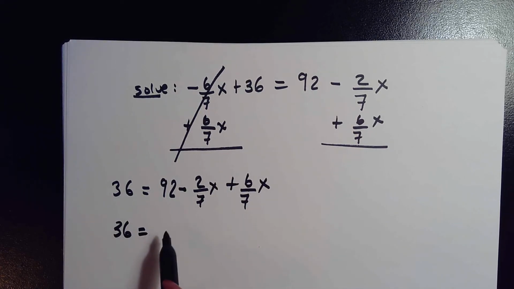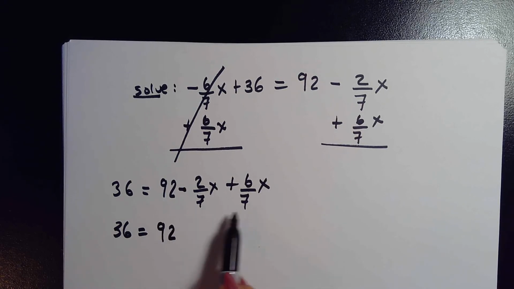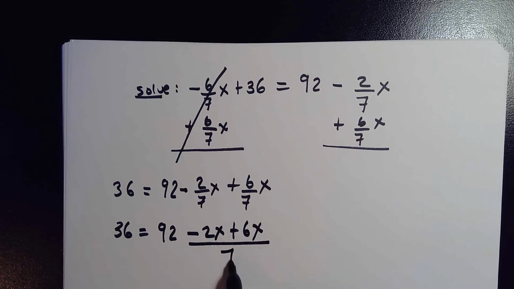Now I can say, well, because I have the same denominator, I can write minus 2x plus 6x over 7, right? And when I do that, I can simplify. This allows me to simplify the fraction. So I want to immediately simplify this fraction.